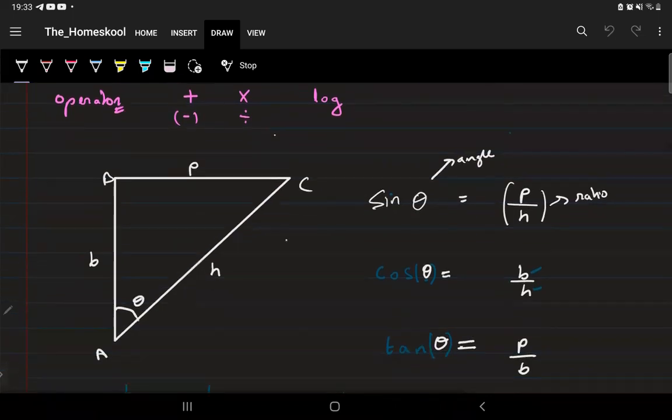Now here, if I'm taking this theta as the angle, for this theta, which is your perpendicular and which is your base? Tell me, everyone. Correct. BC is the perpendicular, AB is the base. Is this clear?